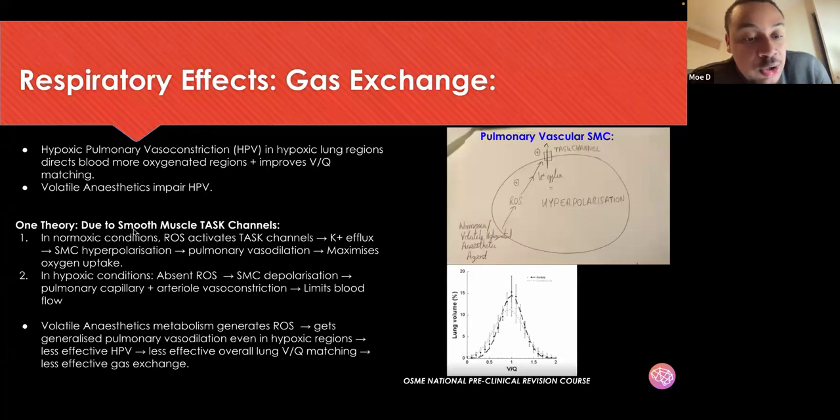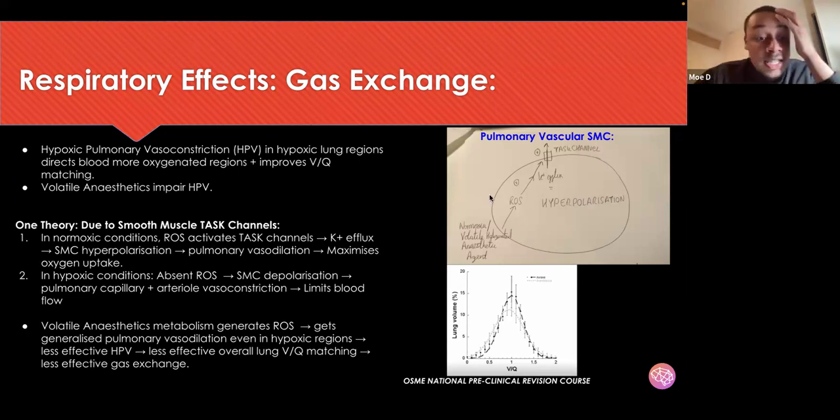And one theory is that it's due to the effects of volatile anesthetics on smooth muscle cell TASK channels. So it's a similar situation, but this time we're looking at pulmonary vascular smooth muscle cells and not at the carotid body glomerulus cells. And in a normal condition, when the lung is well oxygenated, you've got reactive oxygen species around, it activates your TASK channels, causes potassium ion efflux, and your vascular smooth muscle cells are hyperpolarized. So you get that pulmonary vasodilation in well oxygenated regions, and that maximizes your oxygen uptake.